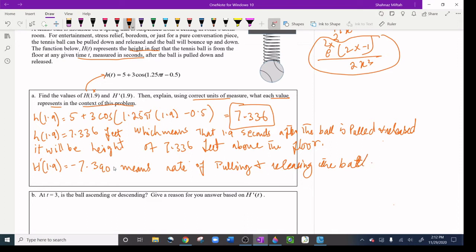And this is also in feet per second. A rate is always per something, like feet per second. That one is just feet, that was just the height. But h prime is the rate, it's a slope.